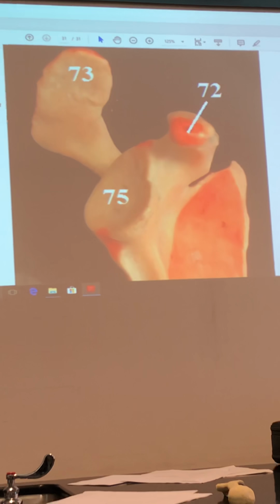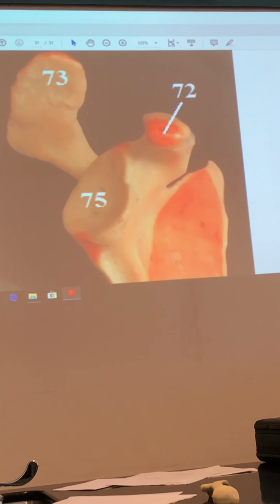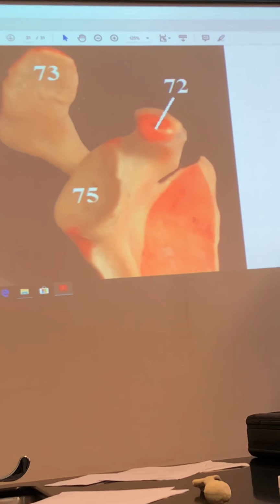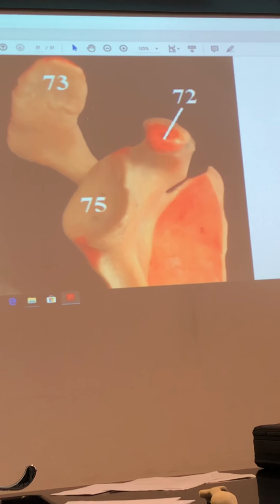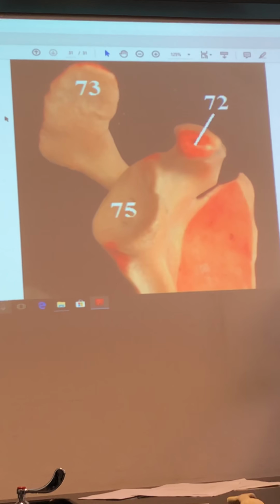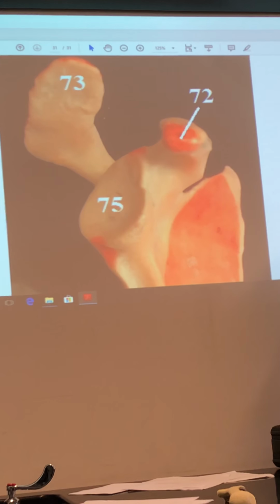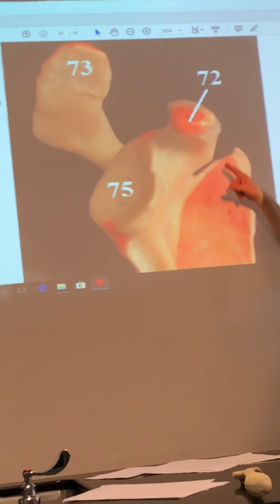Here's the scapula, this is the last one actually. So what would 73 be? I think it's the last one. Spine of the scapula? No, acromion process. What bone articulates with the acromion process? Clavicle. So there's a ligament that goes from that to the clavicle. Acromioclavicular ligament, AC ligament.